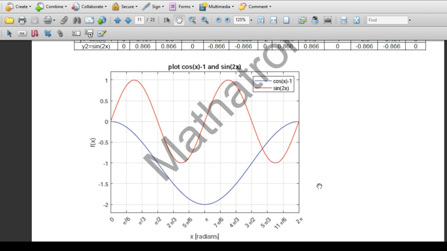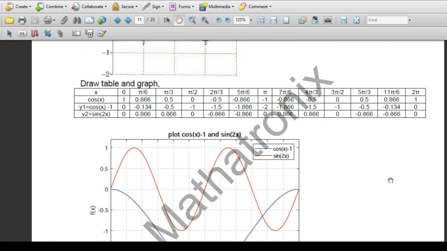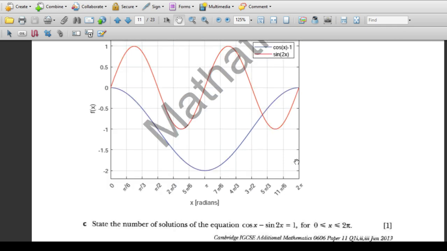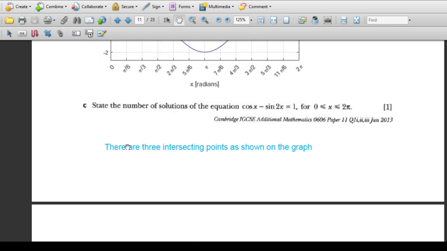And between 2 pi by 3 and 5 pi by 3, at this point it is intersecting. So this is a second solution available from the graph. And at 2 pi both are 0 because these are equal. So this is again a third solution. So there are three solutions. We can see from the graph that there are three solutions, which is part C.